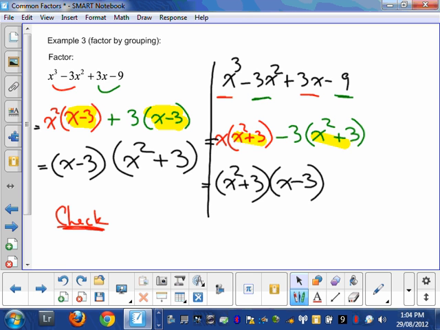Is this the same expression? Absolutely. In a different order, we can put two factors together as a product in whatever order we like. So I can write it as before, x squared plus 3 times x minus 3. Yes, you're absolutely right. Good.